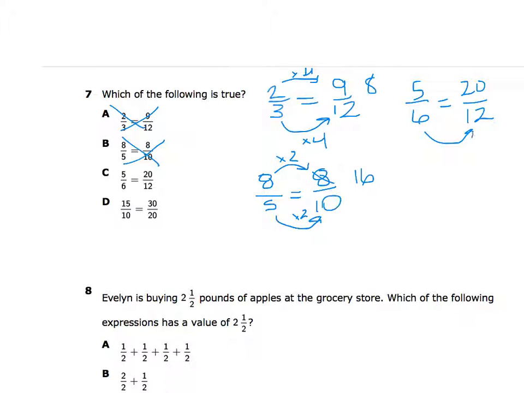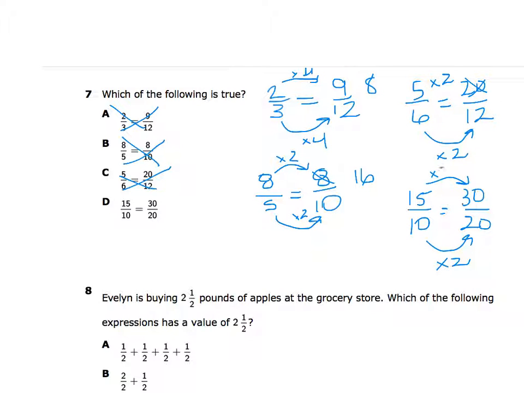6 times 2 is 12, so I have to do the same thing to the top. 5 times 2 is 10, not 20. So that doesn't work there, so this one's not equivalent either. So now we look at the 15 over 10 is equal to 30 over 20. So right here, 10 times 2 is 20. Do the same thing to the top. 15 times 2 is 30. That checks out. So letter D is the correct answer. Those two are equivalent.